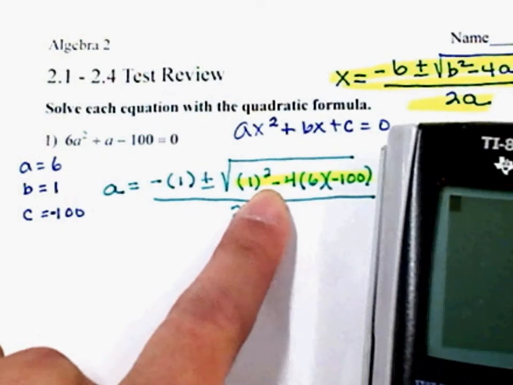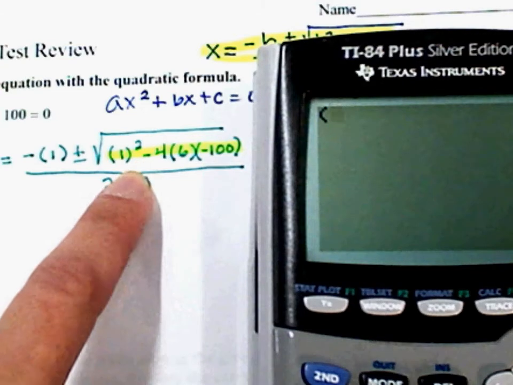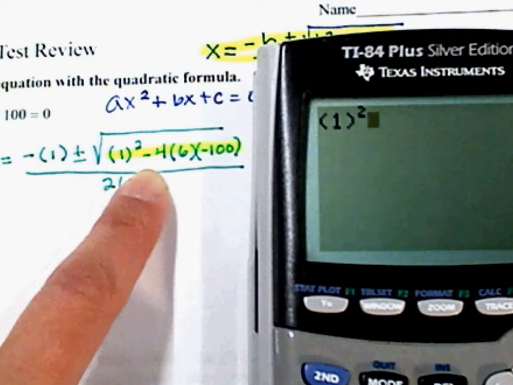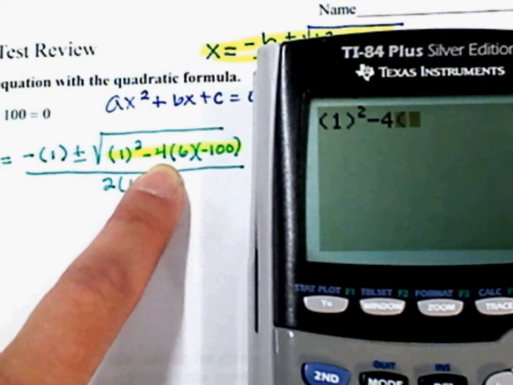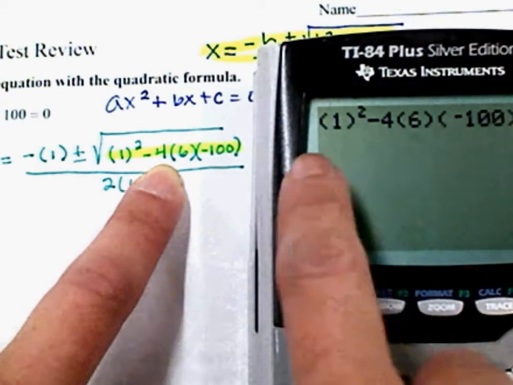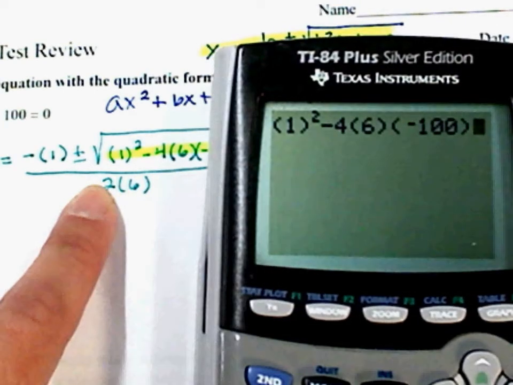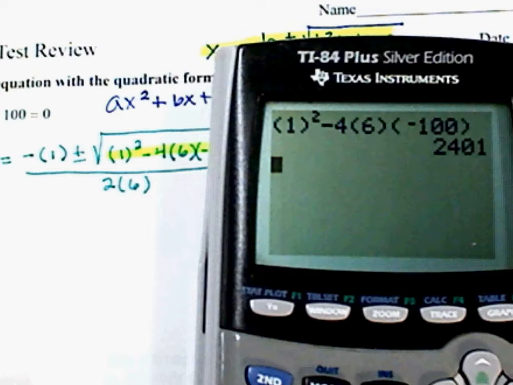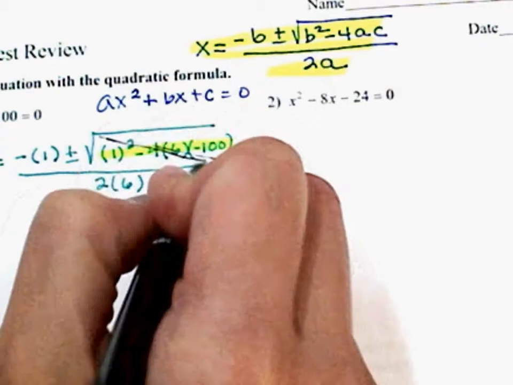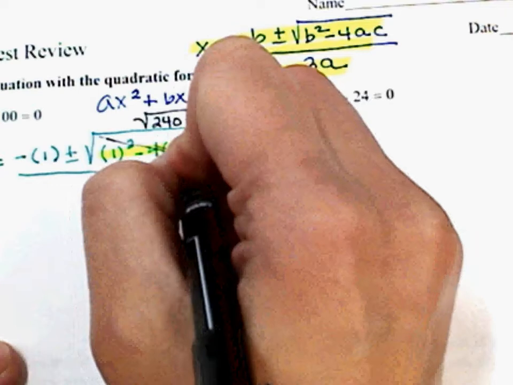Type in this part right here. So let me show you how to type it in your calculator. Parentheses, 1, square. Here's your square button. Okay? Minus 4 times your A times your C. Notice I typed it in without the square root. All right? Push enter. Comes out to be 2,401. I'm going to mark this off. And instead of writing all those numbers in that place, I'm going to write 2,401.